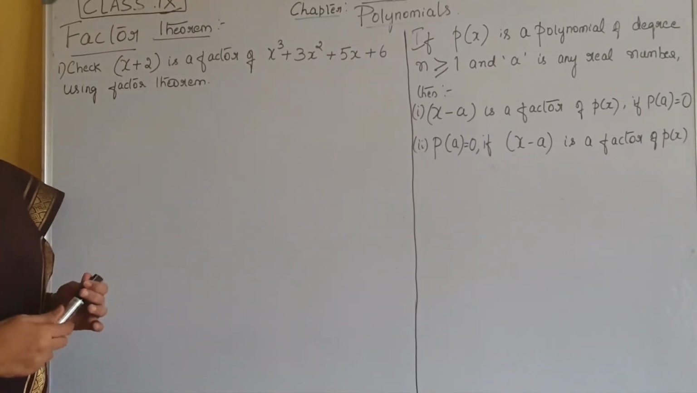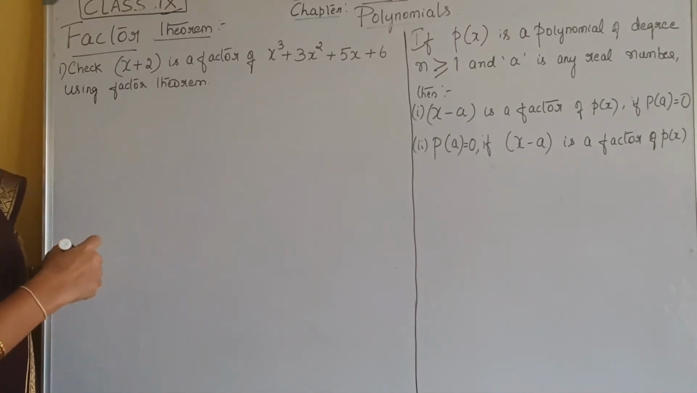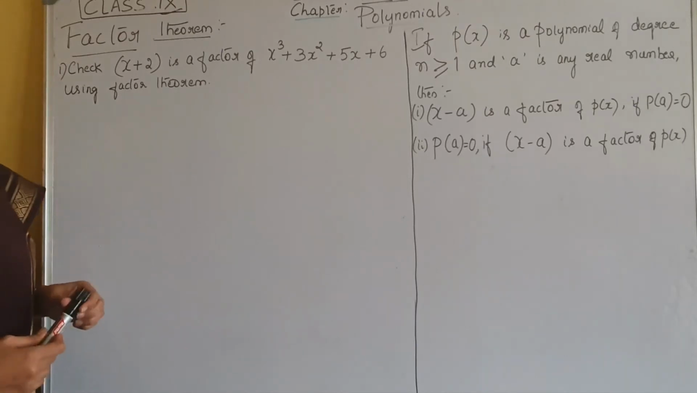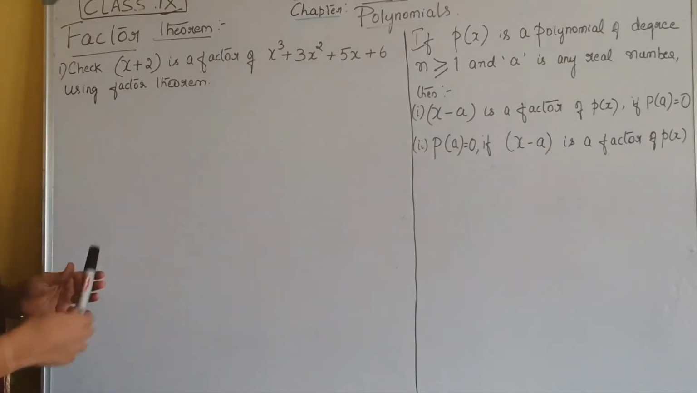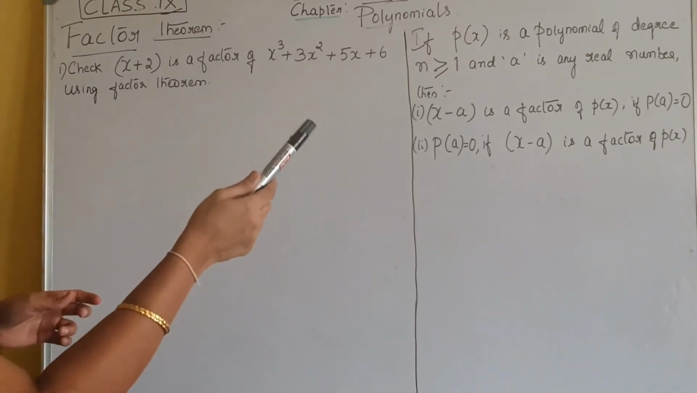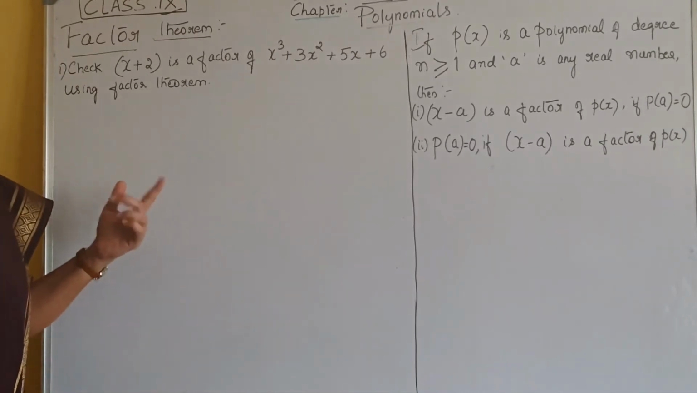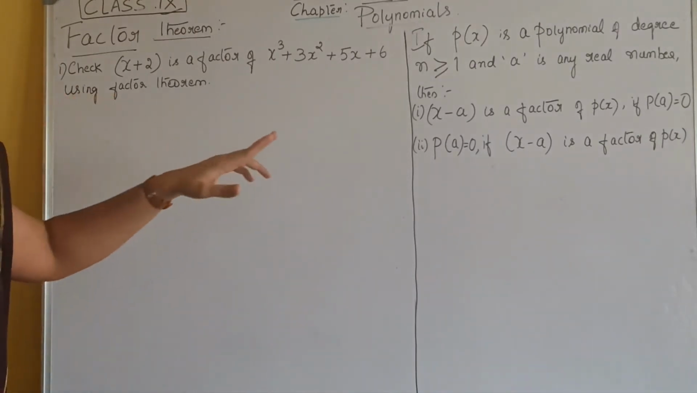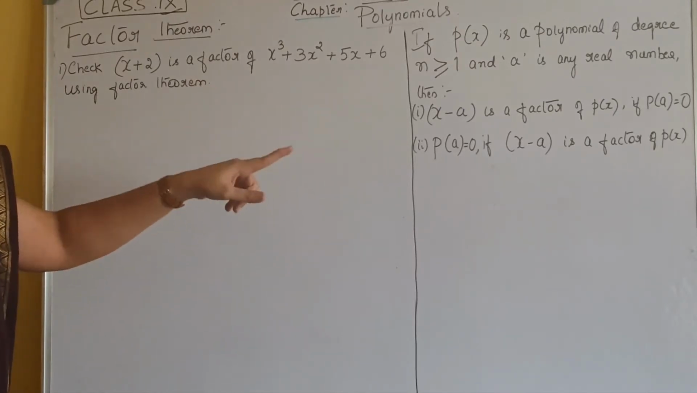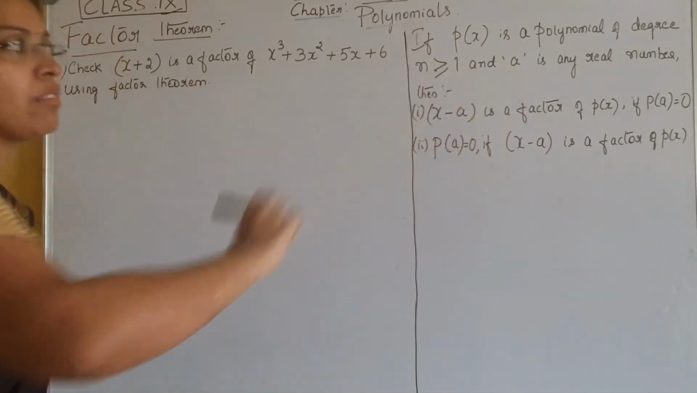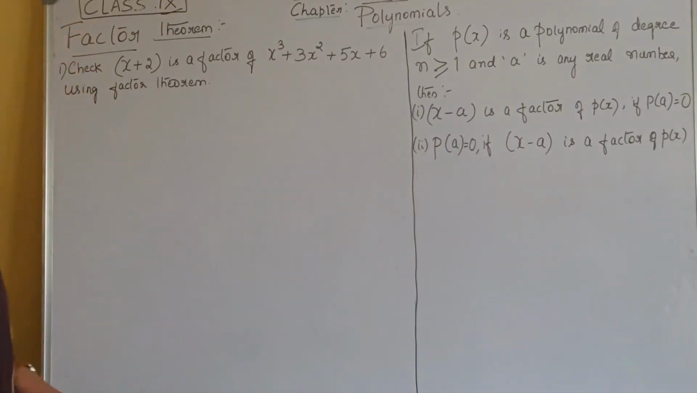In the previous example, we have seen that the remainder was 0, right? So with that, we have another theorem called factor theorem. Based on if the remainder is 0, what do we conclude? You can see that here, if p of x is a polynomial of degree n greater than or equal to 1, so the degree should be greater than or equal to 1, just like remainder theorem. And then what is the condition? A is any real number. X minus a is a factor of p of x if p of a is equal to 0, or p of a is equal to 0 if x minus a is a factor.